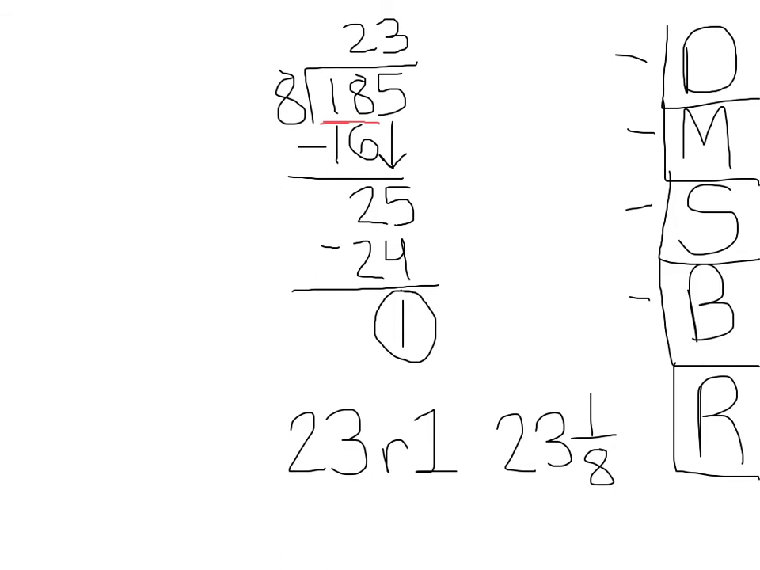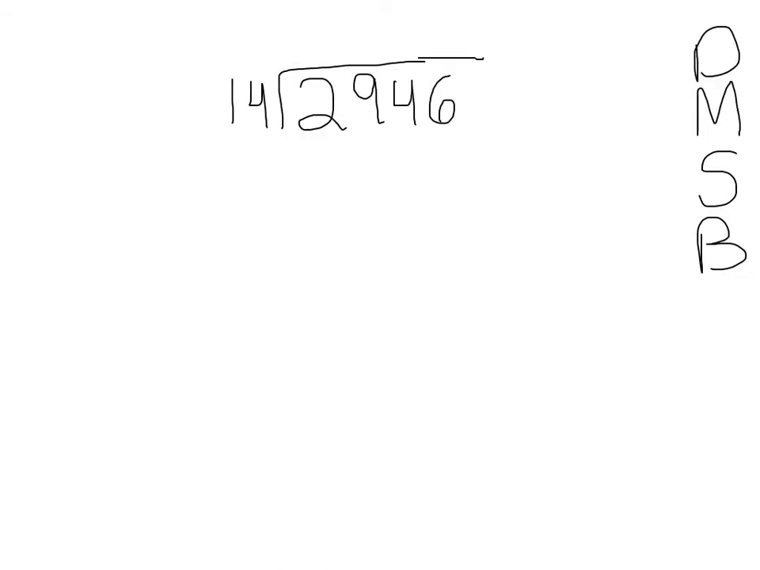All right, we're going to try this one. It has a 2-digit divisor, so this one's a little bit trickier. All right, so again, we start off all the way in the place value to the farthest left. In this case, it's a 2. Can 14 go into 2? No, it can't, so we're going to try the next. We're going to look at 29. Can 14 go into 29? Yes, it can go in 2 times. So I'm going to put a 2 up here.